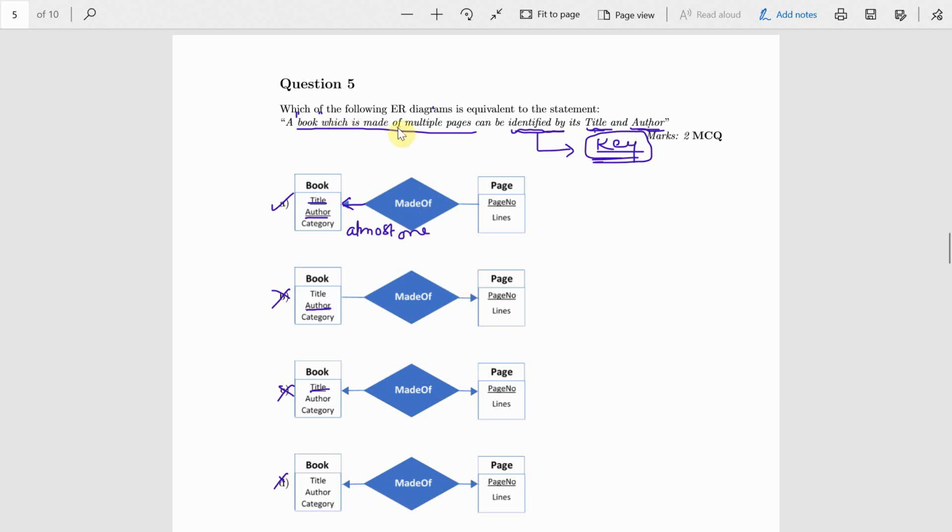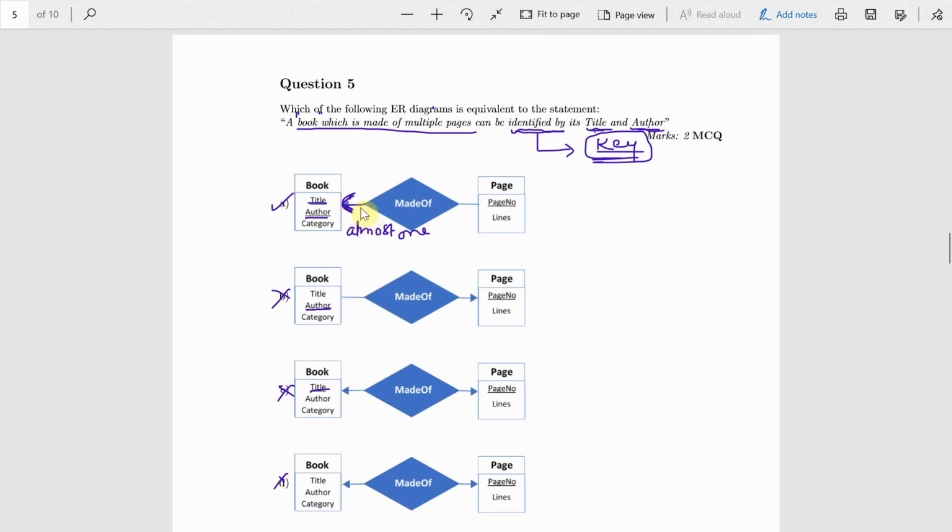Here you look, a book which is made up of multiple pages can be identified by its title and author. Means one book may have multiple pages, but each page belongs to how many books? One book. One page belongs to one book only. Means the same page cannot be there in two books, right? That's why one page belongs to one book. So page is uniquely determining the book.